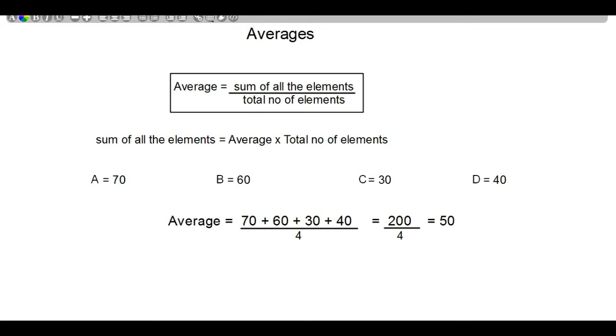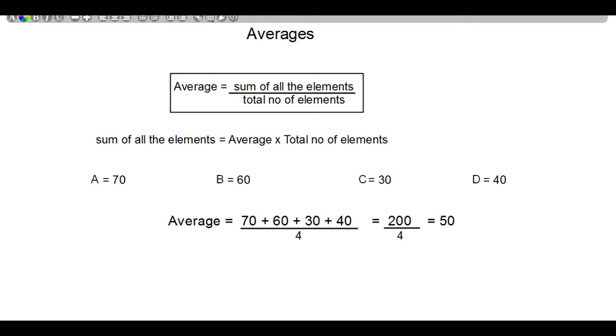Similarly, let us assume these are the weights of the four persons. So the total weight of all the four persons together will be 200 kgs. And this 200 kgs of weight, when divided equally among all the four persons, each person will be sharing a weight of 50 kgs. So remember that average is nothing but an equal distribution of all the given elements.